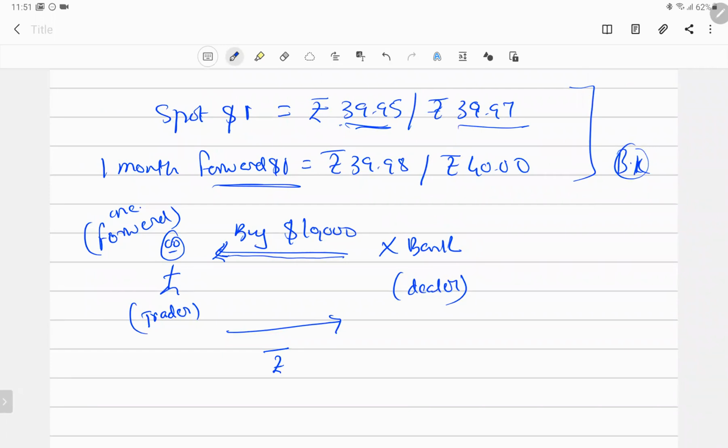So here we are the trader and we are going to buy $10,000 on 1 month forward. You have to see from the banker's point of view at which rate the bank will be selling dollar. Dollar is your commodity currency and this is your terms currency. The bank will be buying dollar at 39.98 and selling dollar at rupees 40. We require $10,000, so the bank will be selling dollar at what rate? At 40.